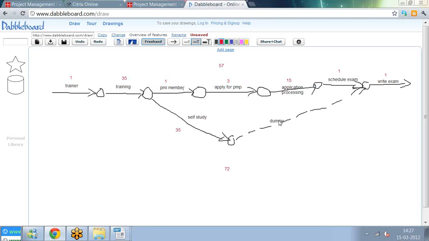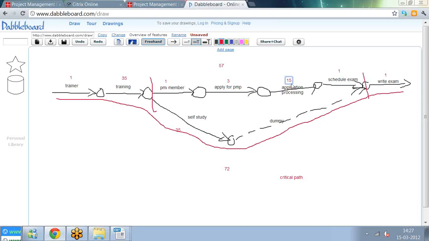The longest path in the network we call the critical path. So here, this path is the critical path. How does it impact project management? Because activities on the critical path cannot be slipped. If they slip by 1 day, the project will slip. See, from here to here, what is the duration for this path? 3 plus 1 is 4. 4 plus 15 is 19 plus 1, this is 20.